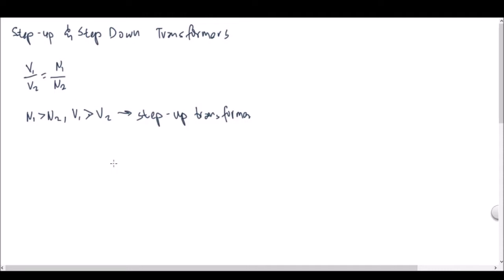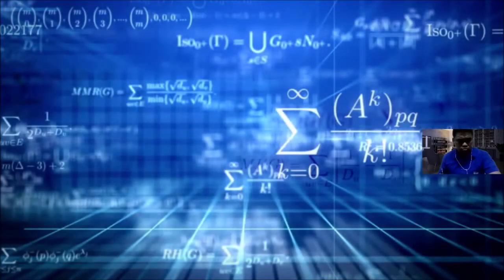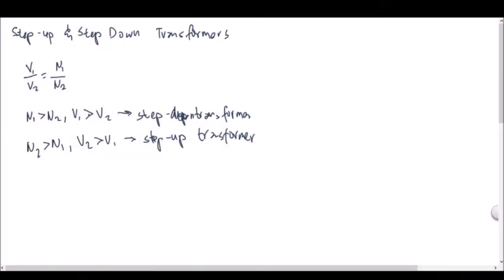Okay. If our N2 is greater than N1, meaning the secondary turns are greater than the primary turns, or the V2 is greater than the V1, then this is the step up, because our output is larger than, or greater than, the input.